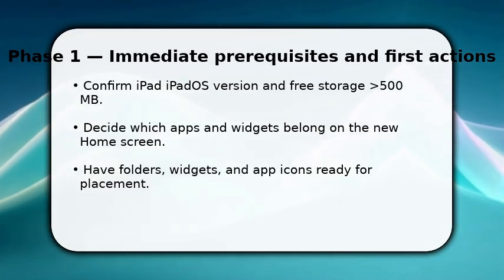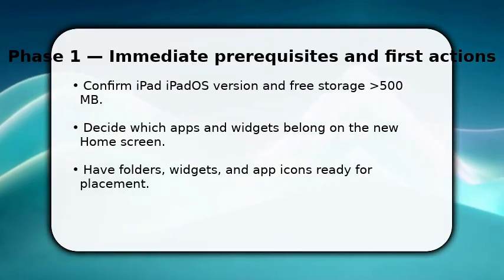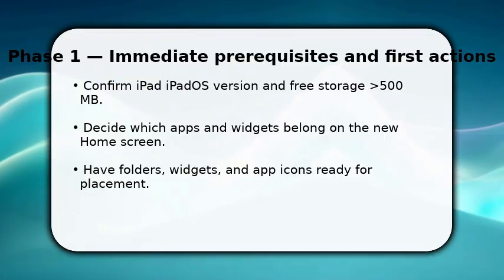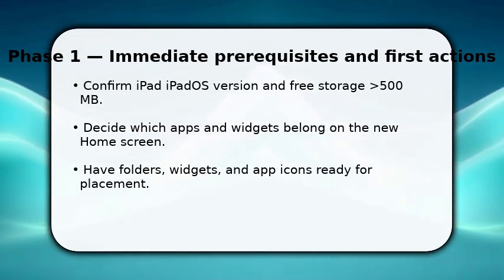Once done, enter jiggle mode. Long press an icon until icons wiggle, or tap and hold, then choose Edit Home Screen. That's your immediate first action. Don't open settings yet. You're arranging now to get layout control right away.